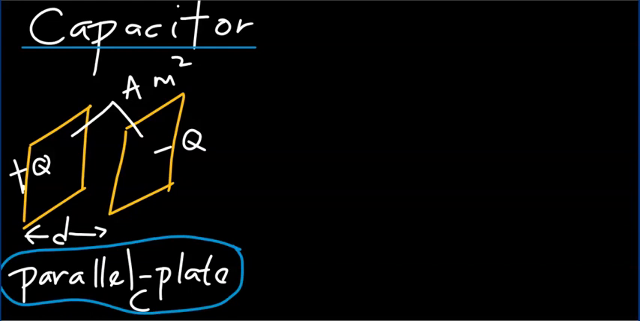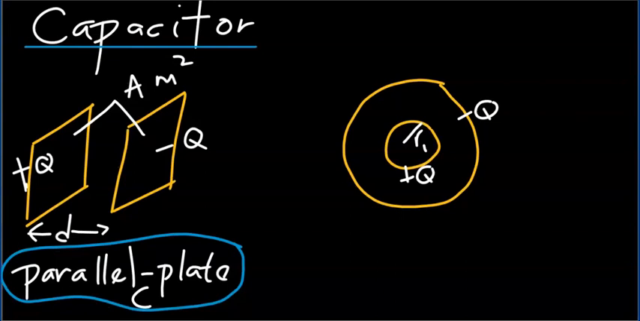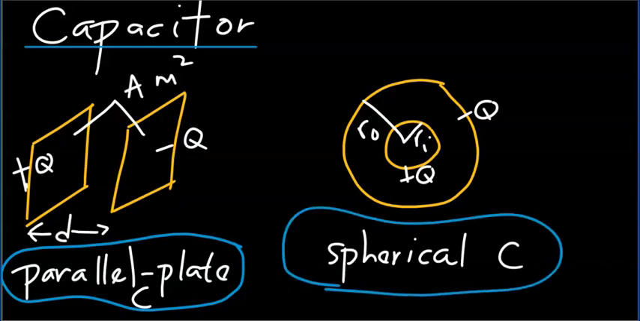There can also be a spherical capacitor. So you have two concentric spheres like that. Say the inner sphere would contain positive charges on it, and the outer sphere would contain negative charges on it. And these spheres will have their own radius, Ri for the inner sphere and Ro for the outer sphere. We call this a spherical capacitor.